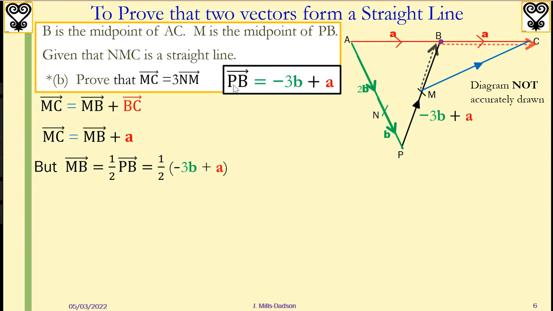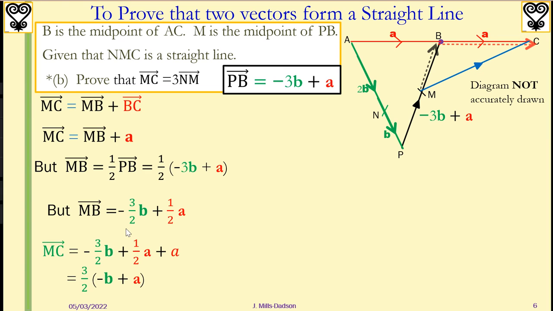So this is vector PB. Half of that, multiplied through by half, you have this. So replace vector MB by this and simplify. We're going to have 3 over 2 into bracket negative B plus A. I suggest you work on your fractions really well to be able to understand, because half plus 1 is 3 over 2. So half A plus 1A is 3 over 2A. That's why I was able to factor 3 over 2. So I know my MC now.